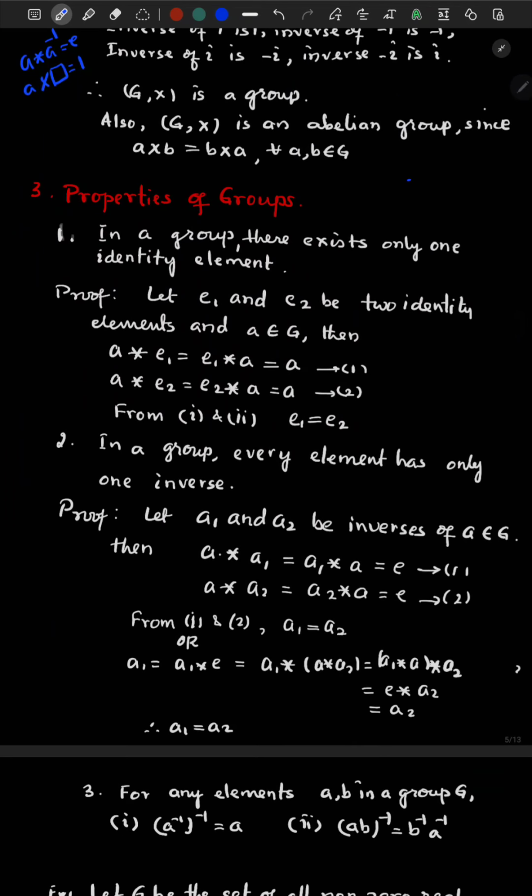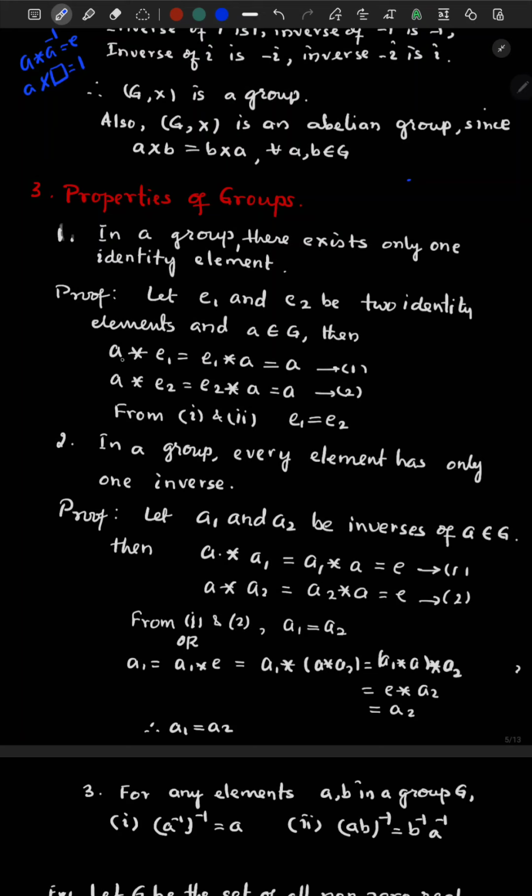There are certain important properties of groups. The first one is, in every group there exists only one identity element. So the identity element in a group is always unique. There will be only one identity element. Now to prove this, we use the contradiction method. We assume there are two identity elements, E1 and E2.